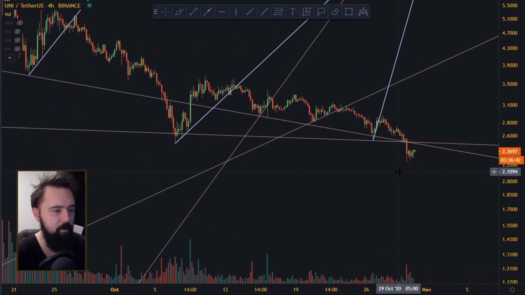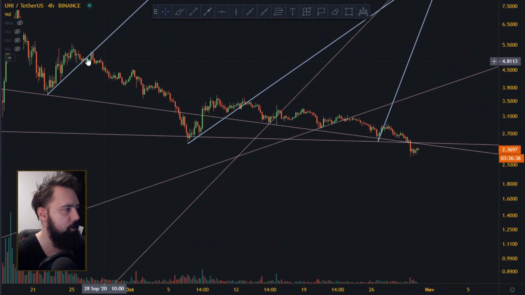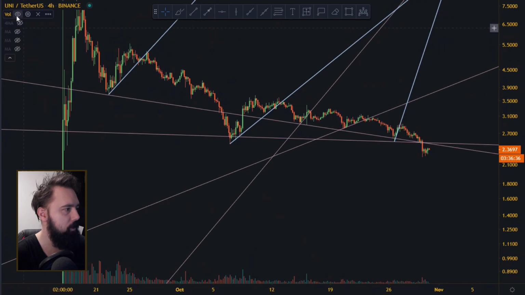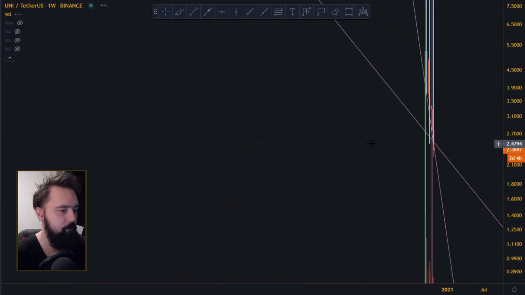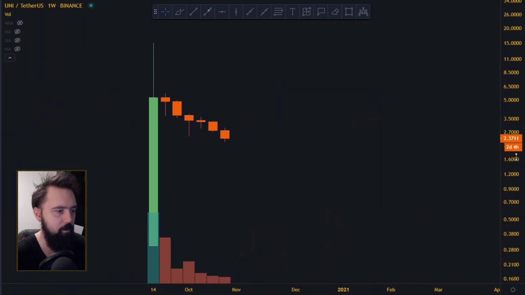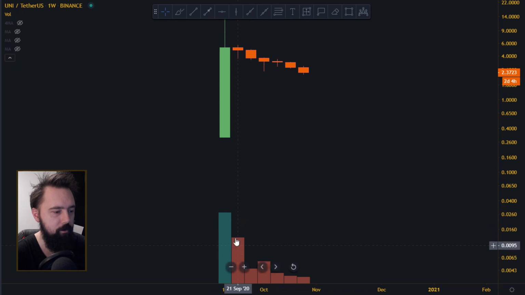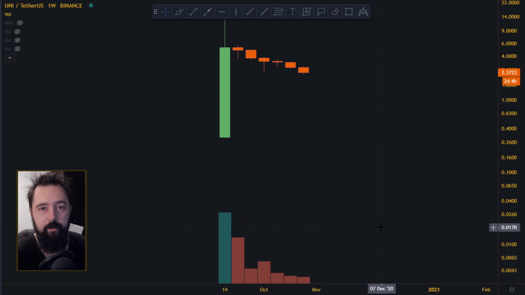People are trying to find some kind of bottom, right? Some kind of bottom. And now I'm gonna show you the moving averages. First of all, I want to show you the volume on the weekly. This is the weekly. Let's hide all the lines because you can't see anything. The weekly volume is just dropping like crazy. I think people that wanted to sell have sold.